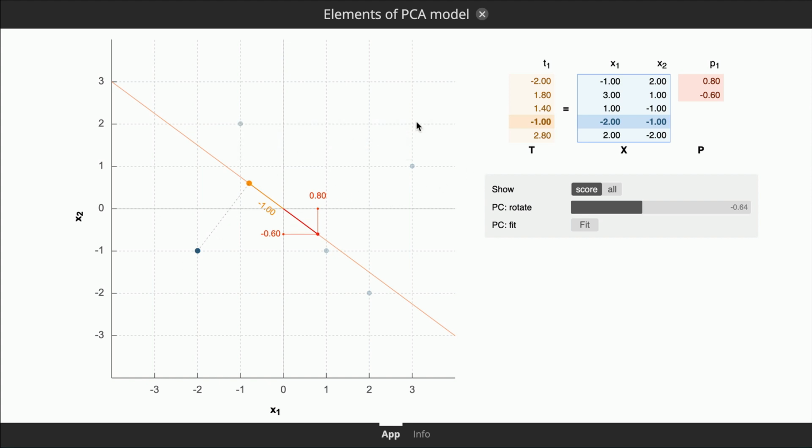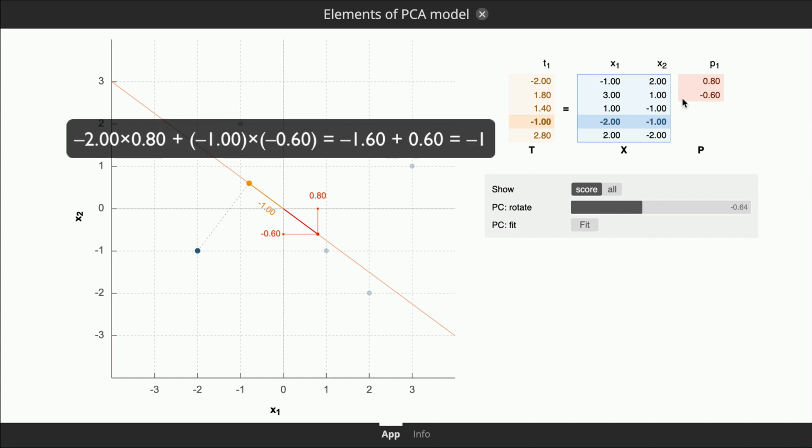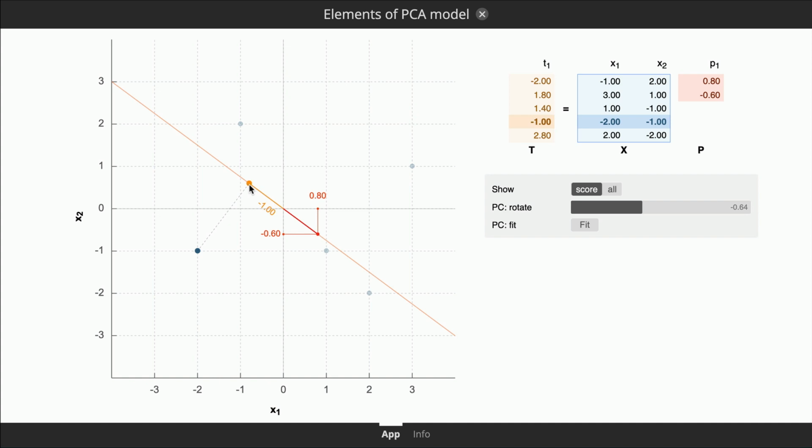Now, how do we do the projection? We simply take the coordinate of every point, multiply it by the corresponding coordinate of P1, and take the sum. So for example, -2 times 0.8 is -1.6. -1 times -0.6 is +0.6. And then -1.6 plus 0.6 is -1. And that's exactly what you see here. It means that the distance along this orange line from the origin to the projected point is -1, and it's the same distance as the loading vector.